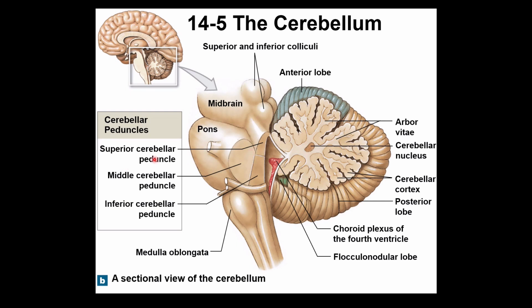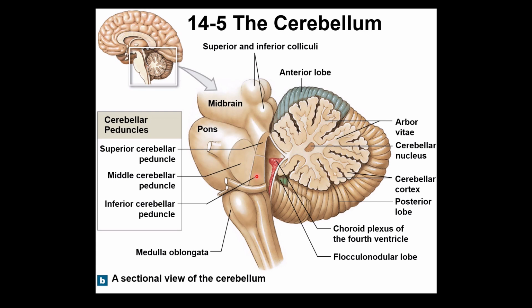This one is the middle cerebellar peduncle, and this is the inferior cerebellar peduncle. It actually depends on which source you read. It is not specifically from the pons. It is shared between the cerebellum and the rest of the brainstem, but it's named cerebellar peduncle.